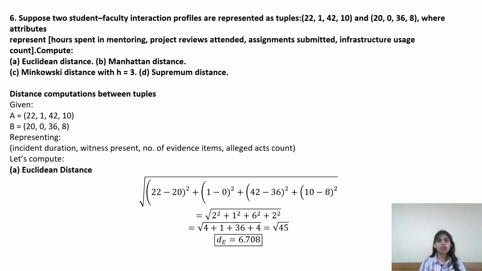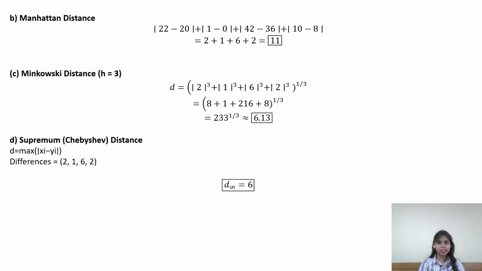Question number 6. Distance computations between tuples. Given A equals 22, 1, 42, 10. B equals 20, 0, 36, 8. Euclidean distance equals 6.708. B. Manhattan distance equals absolute 22 minus 20, plus absolute 1 minus 0, plus absolute 42 minus 36, plus absolute 10 minus 8, equals 2 plus 1 plus 6 plus 2 equals 11.